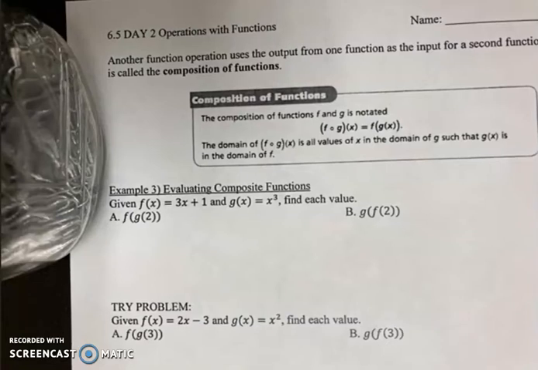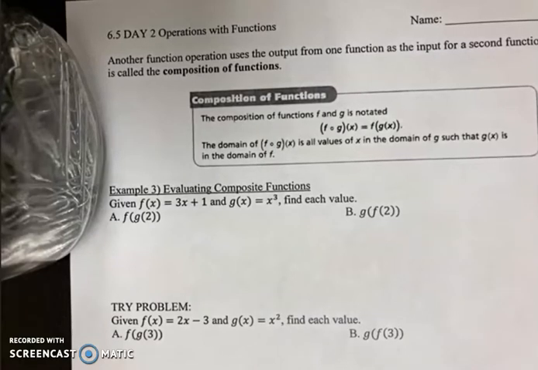This video is continuing 6.5, which is our operations with functions, but now we're going to focus on writing composition functions, both evaluating them and just writing them in terms of x. We're going to start with example 3.